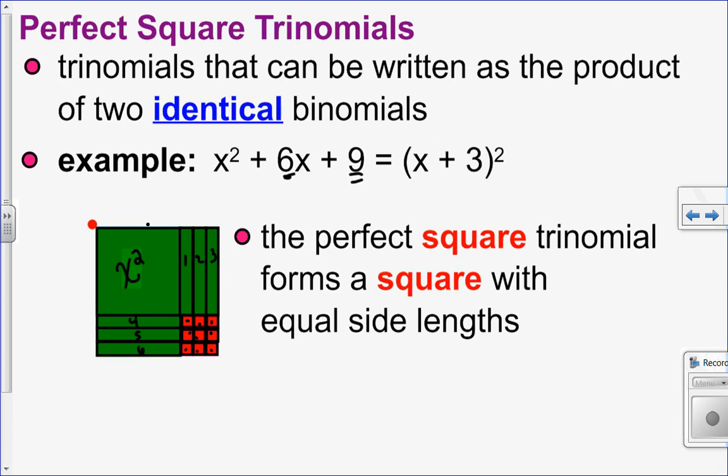Now I can fit those together so they form a square, an actual geometric square. The dimensions of that square are x plus 3 by x plus 3. So you can see the length along here is x and then 3 little ones. The length along here is x and then 3 little ones. So it equals x plus 3 squared. So it's called a perfect square trinomial because it actually forms a square. And the polynomial x squared plus 6x plus 9 is the area in the middle. When I factor it, the factors are the length and the width. So since they're the same, it's a perfect square trinomial.